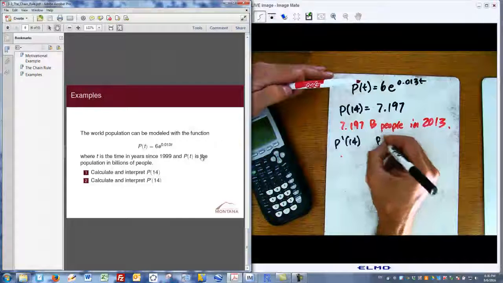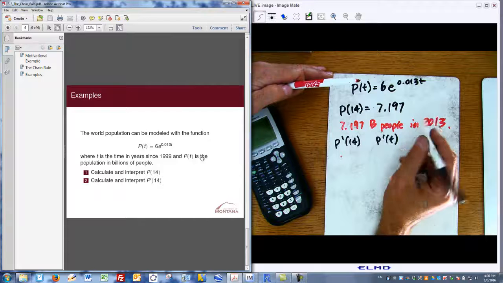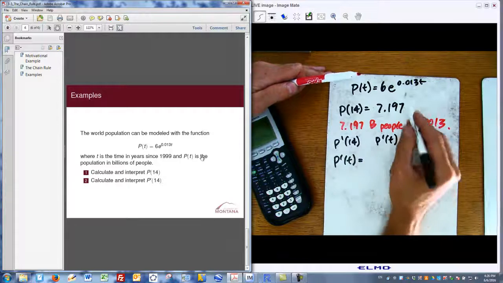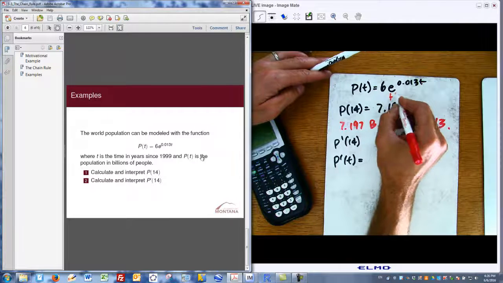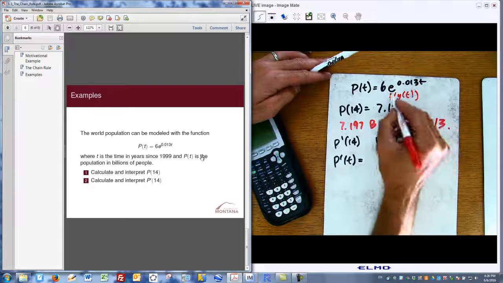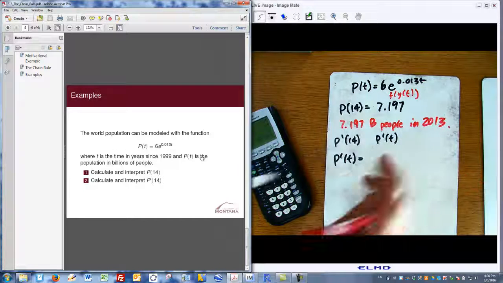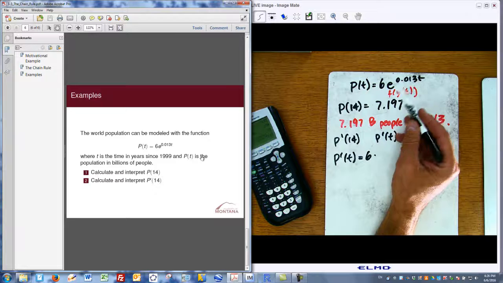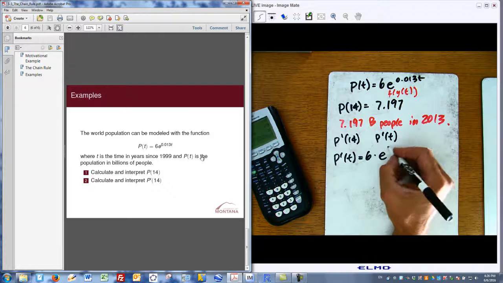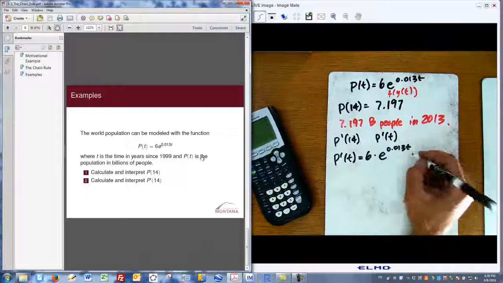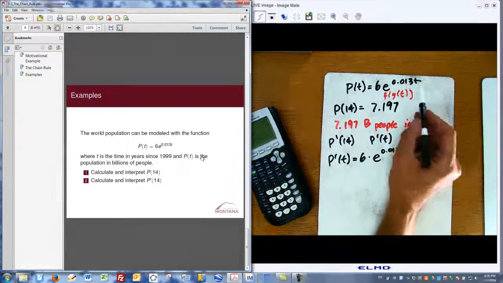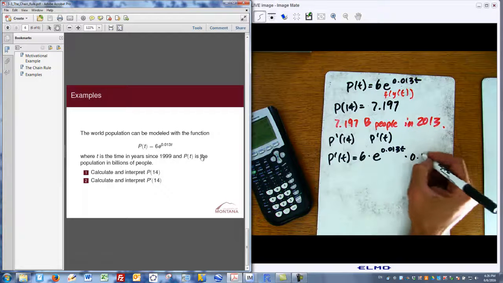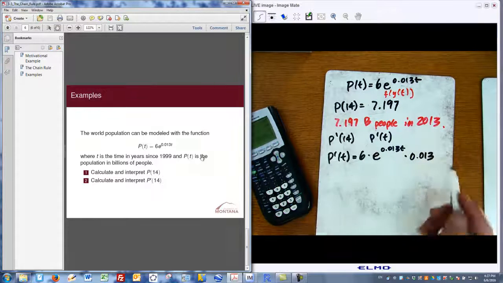Okay, so let's find out what P prime of 14 is. To do that, we need to know what P prime of t is. I can see that I have a 6, a constant, times an f of g of t. So the constant can come right out in front. Then we take the derivative of the outside function, which is e to the x, leaving the inside function alone, so it'll be e to the 0.013t, and then we multiply that times the derivative of the inside function, 0.013t, so the derivative of that is 0.013, because we're taking the derivative with respect to t.